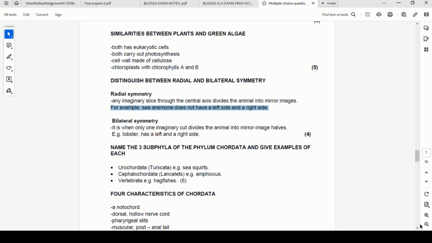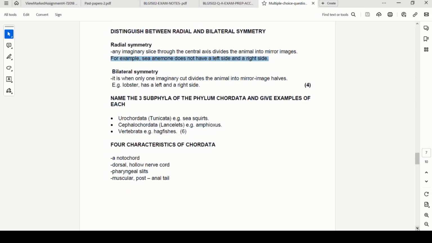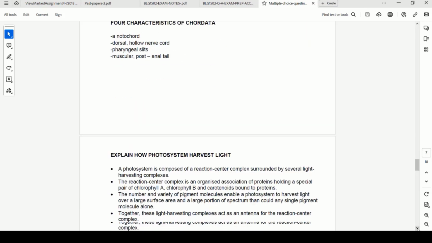And then you will have to see how they could extract a question from that. Four characteristics of Chordata will be notochord, dorsal hollow nerve cord, pharyngeal gill slits, and muscular post-anal tail.